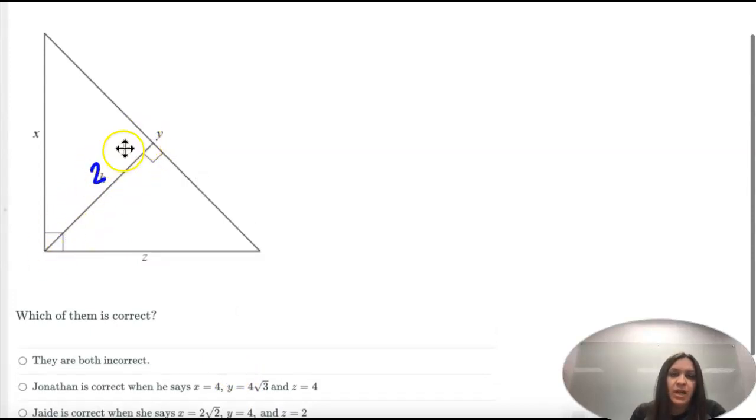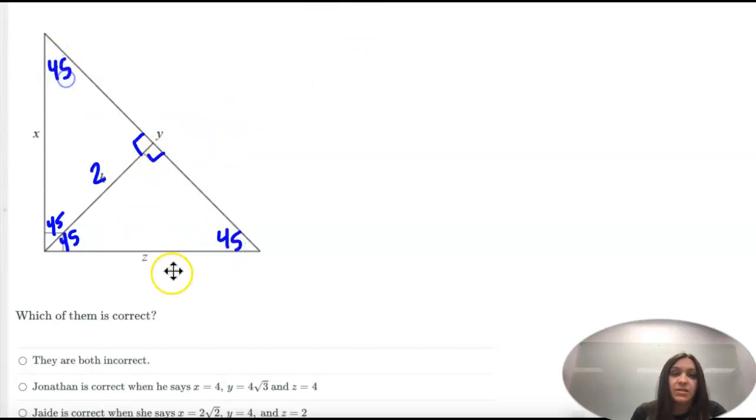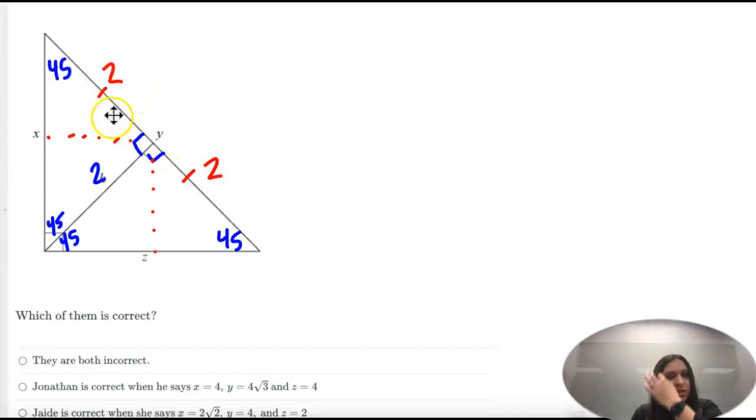We have an altitude here, so here's a right angle, here's a right angle, and then this angle is cut in half. So this is 45 and this is 45. And because the other angle is a right angle, this is also 45 and this is also 45. So here's our hypotenuse and here's our legs. These sides are also 2, and then x and z would be across from the right angle, so that would be 2 square roots of 2.